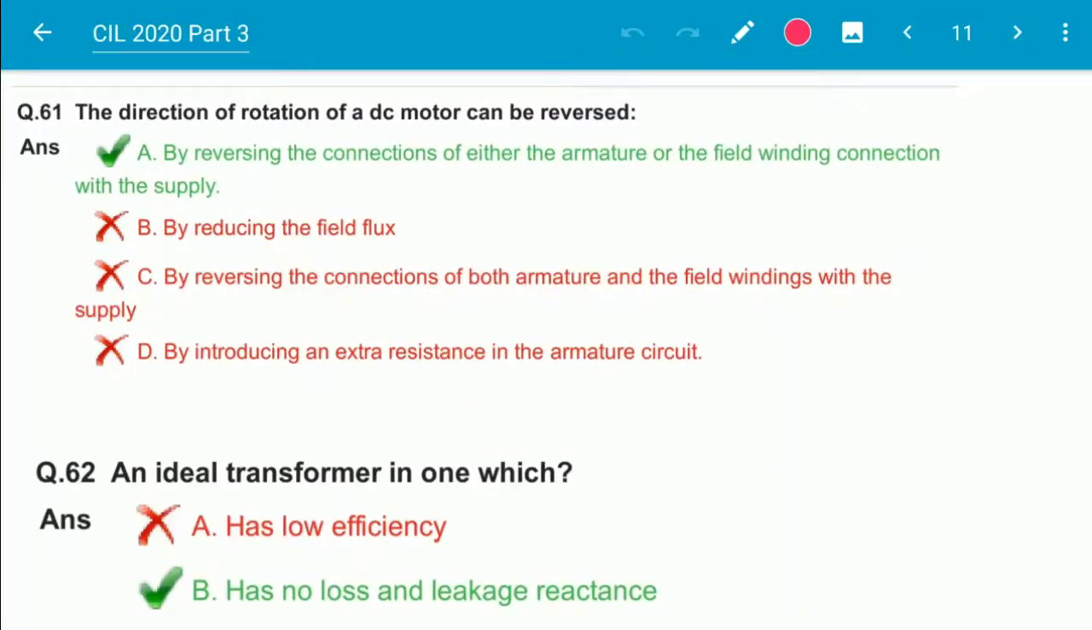Next question, the direction of rotation of a DC motor can be reversed. This is option number A, by reversing the connection of either the armature or field winding connection with the supply. If we alter or reverse the supply of either armature or field, it will rotate in the opposite direction.